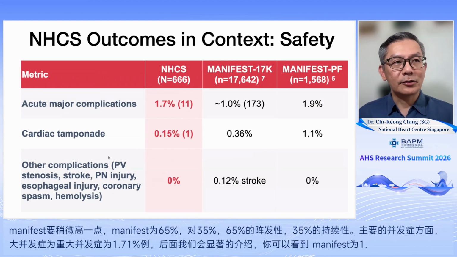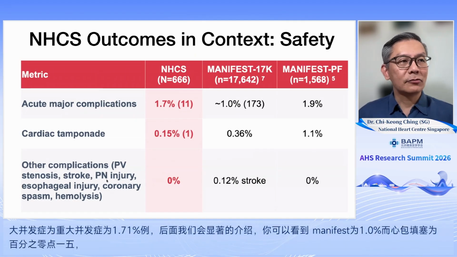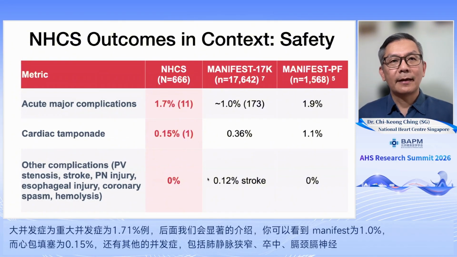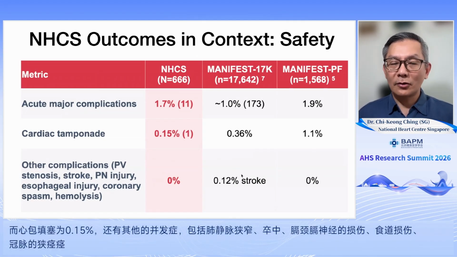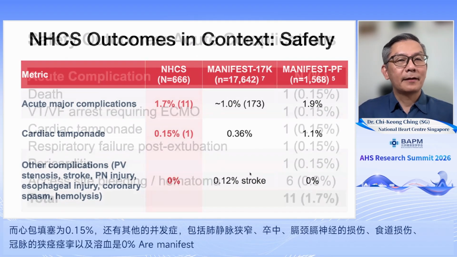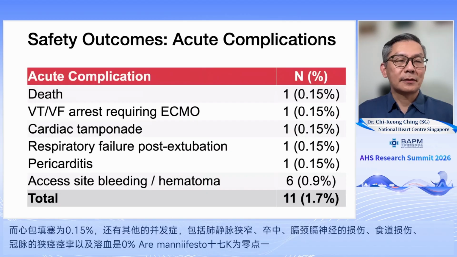Other complications such as pulmonary vein stenosis, strokes, phrenic nerve injury, esophageal injury, coronary spasm or hemolysis were 0 in our series. And the reported series in MANIFEST-17K is also close to 0 as well. These are a quick look at the complications in our series.